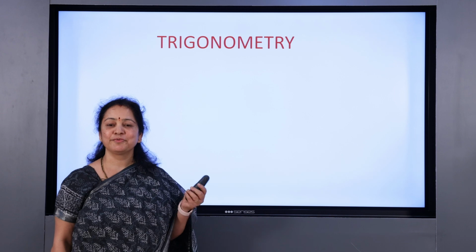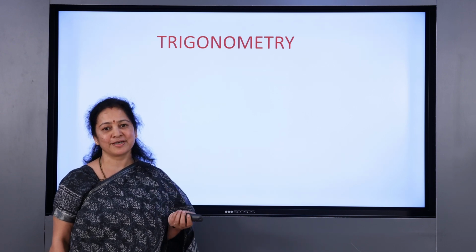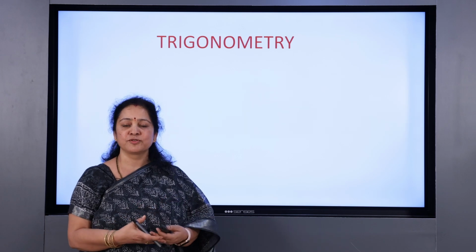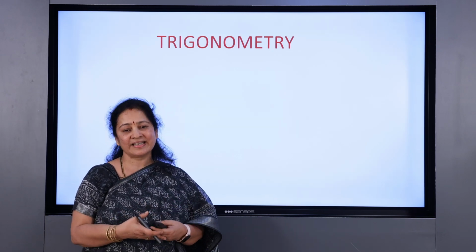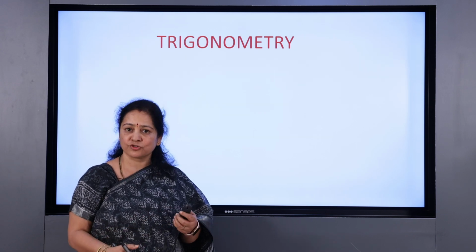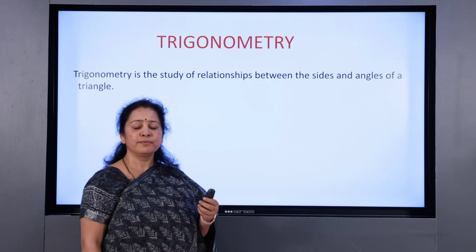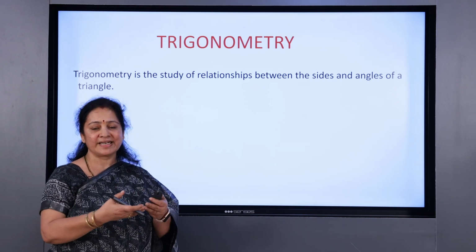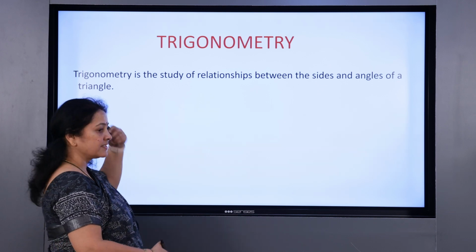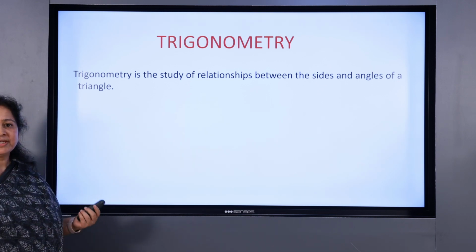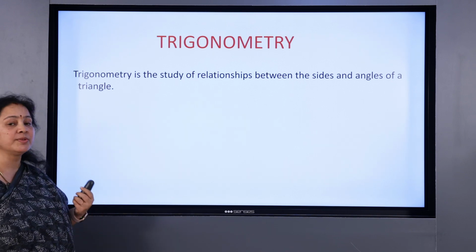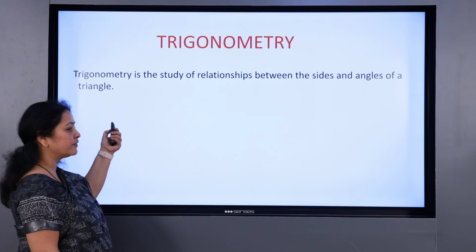Hello everyone. Today we are going to look into a very important branch of mathematics, that is trigonometry. You all would have learnt about different forms of triangles based on their sides and angles. Now here we are going to focus only on a right angle triangle as of now. We are going to bring about the ratios between the sides and the angle that is given to us, and that is what we are going to do in trigonometry, studying about them. So trigonometry is the study of relationships between the sides and angles of a triangle.